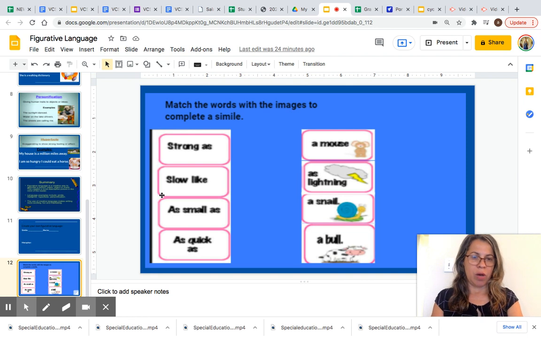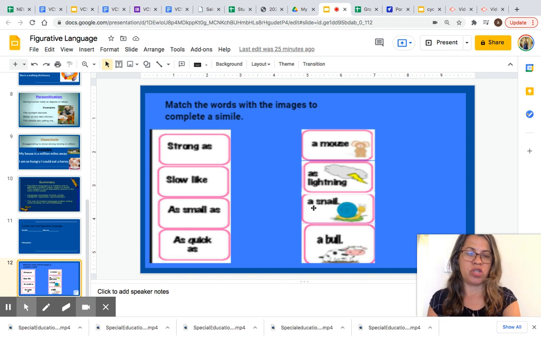And you are going to create figurative language by matching the words with the images to complete a simile. For example, strong as. What's strong on the other side? A mouse, lightning, a snail, or a bull? So you are going to match. Slow like, which one are you going to choose on this side? A mouse, lightning, a snail, or a bull? Which one is very slow?